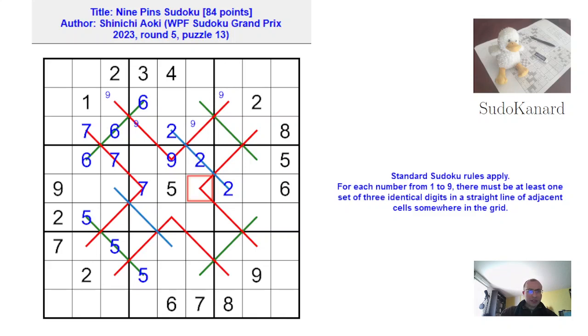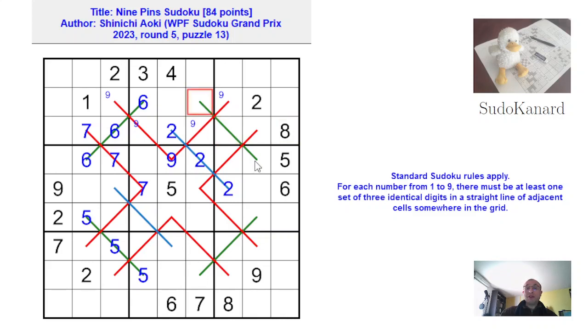And we're left with 1, 3, 4, and 8, I think. Yes, that's it. 1, 3, 4, and 8. An interesting point is that this can't be 1, 3, or 4. So, if this is 8, then you see that this can't be 8.